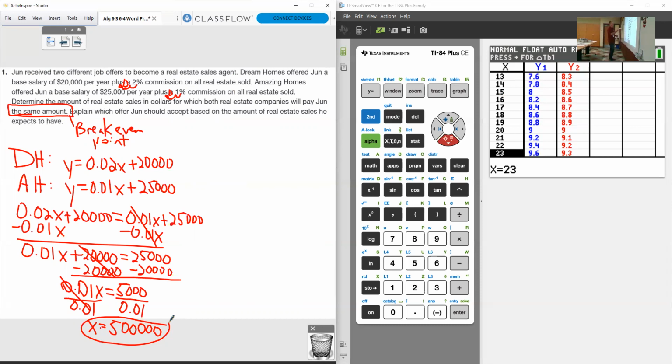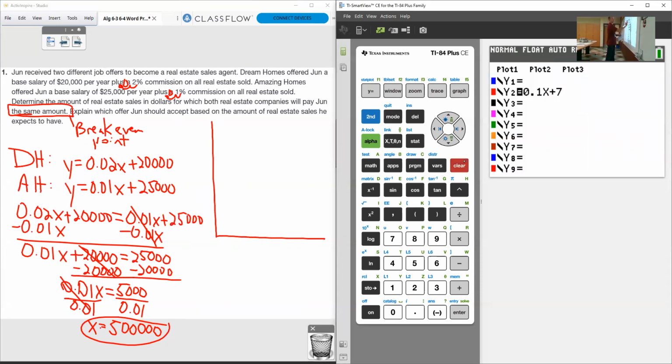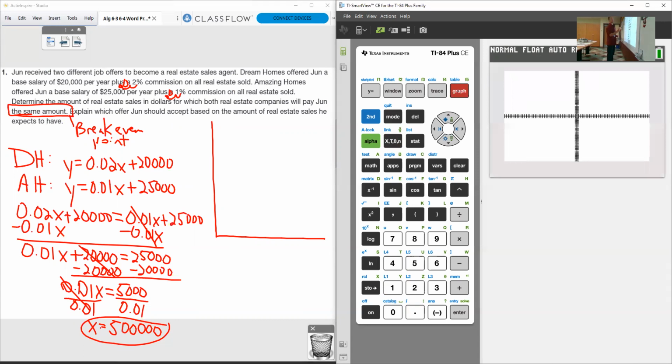If we go to graph it, let's go to our Y equals, let's clear out our previous 2 equations, and we need to type in these new equations. So 0.02x plus 20,000, and we also have 0.01x plus 25,000. If we go to graph it, we don't see it. All right, these are really, really big numbers.